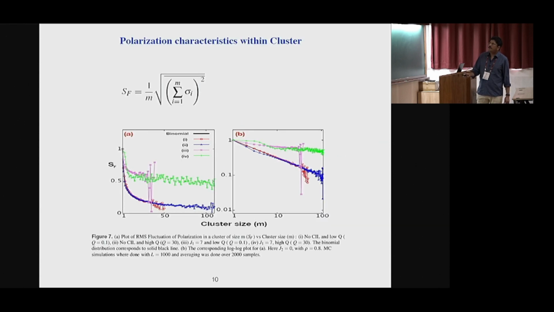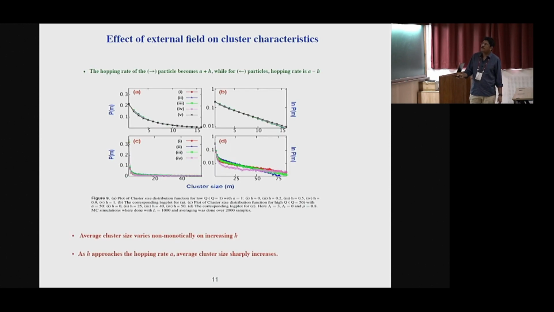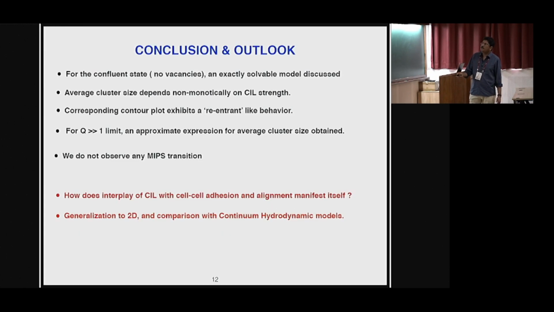Finally, one can also look at the polarization characteristics within a cluster. If no CIL was there, you would expect a binomial distribution, and the polarization would go as the cluster size to the power minus half. Otherwise, there would be a polarization. I'll skip the effect of the field and come to the conclusion.